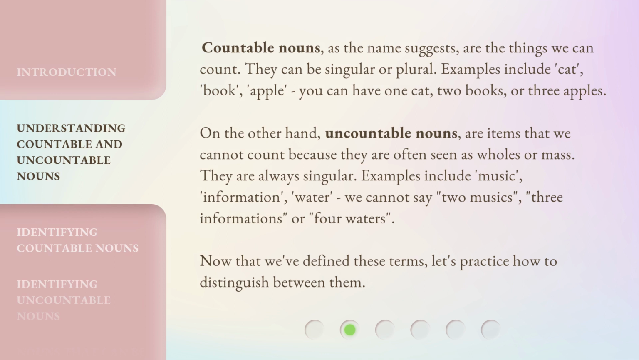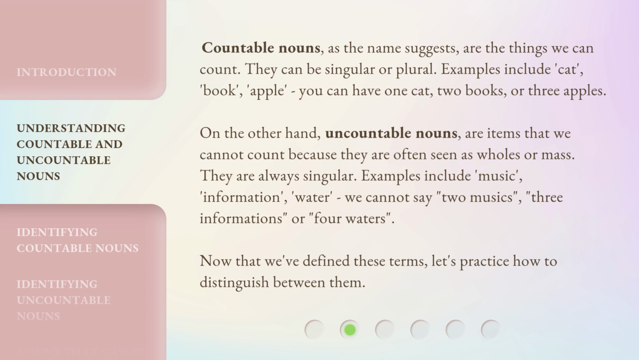Countable nouns, as the name suggests, are the things we can count. They can be singular or plural. Examples include cat, book, apple. You can have 1 cat, 2 books, or 3 apples.